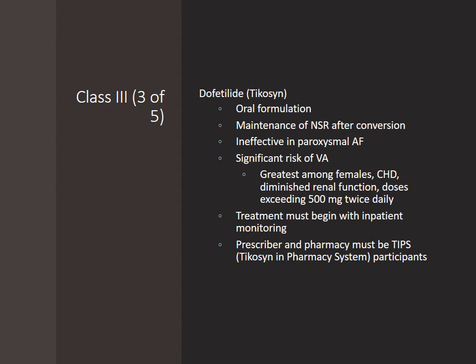Tikosyn. Tikosyn is an oral formulation and used in the maintenance of normal sinus rhythm after cardioversion. It's ineffective in paroxysmal atrial fib, and there is significant risk for ventricular arrhythmias, mostly among females, chronic heart disease patients with diminished renal function, and doses that exceed 500 milligrams twice a day. Treatment needs to begin with inpatient monitoring. Prescriber and pharmacy must be in the Tikosyn pharmacy system.